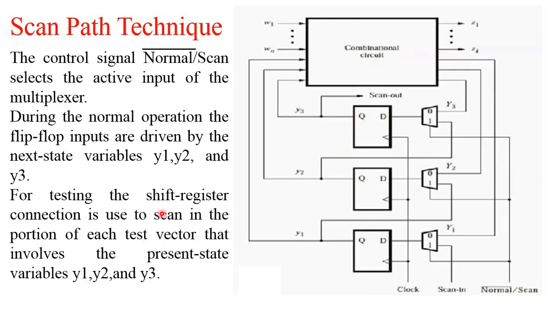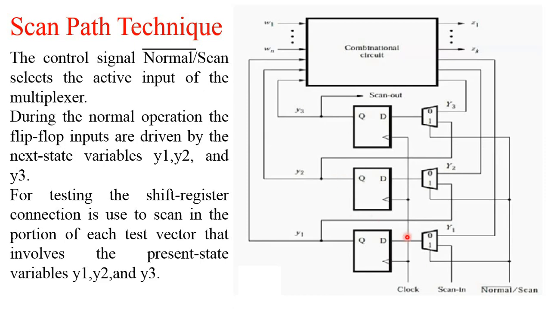For testing the shift register connections using the scan-in portion, each test vector involves the present state variables, that is y1, y2 and y3. During normal operation, the present states are connected, and the flip-flops are driven directly to the next state variables, y1, y2, y3. So the scan-in and the scan path are not involved during normal operation.